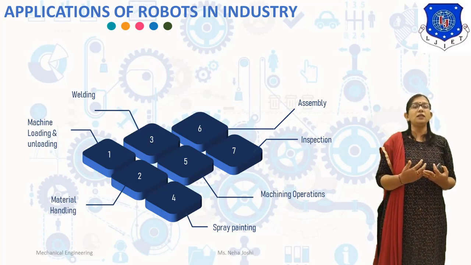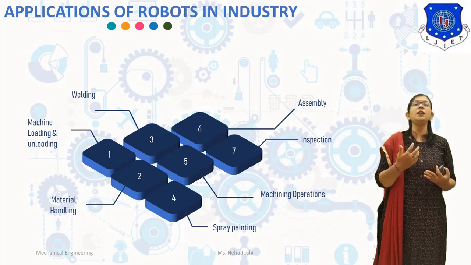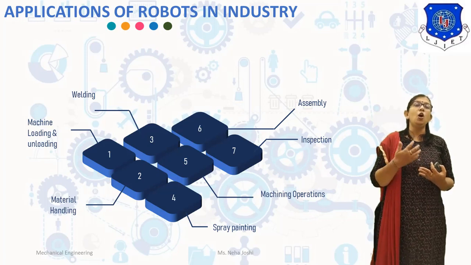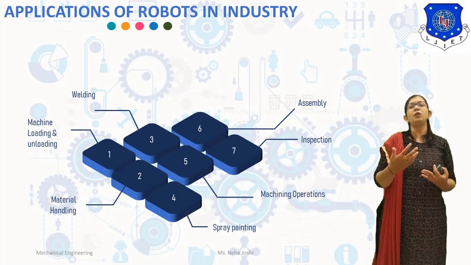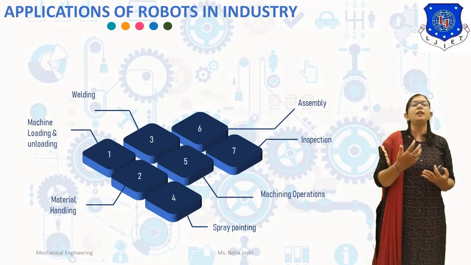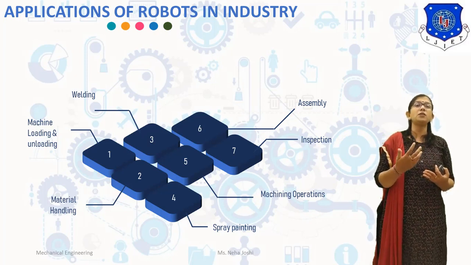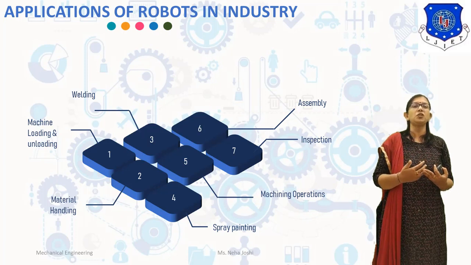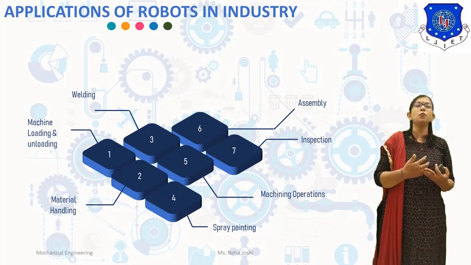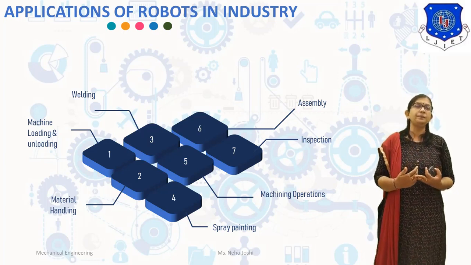Next application is material handling. The robots are used for shifting the material or finished part from one machine to conveyor or feeder to the storage pallets and arranging them in order. Such operation is known as palletizing. The robots are also used for shifting the material from storage pallet to the machine, conveyor or feeder. Such operation is known as depalletizing.